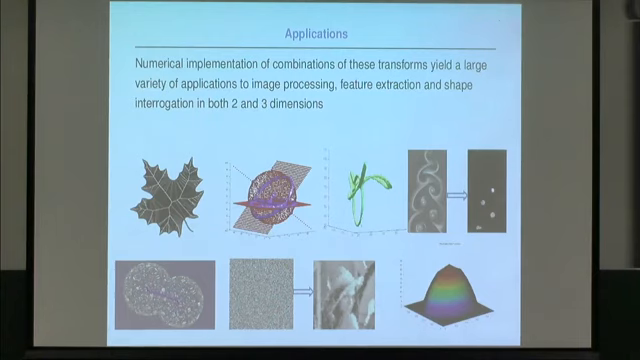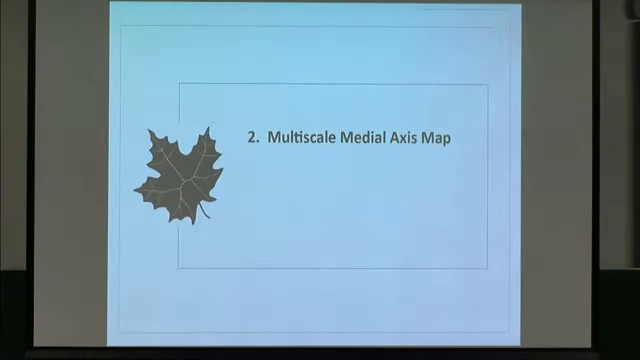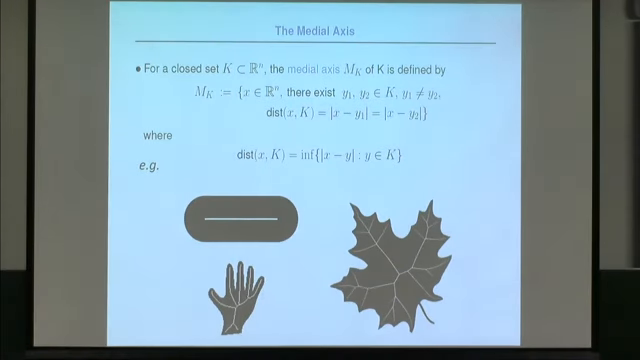Okay, so now let me talk in a bit more detail. This is just to show you some of the big picture before I talk about something more specific. And so now I want to talk about the medial axis, right? First of all, I should tell you what this is. Here we will work with the following definition. For a closed set K in Rn, the medial axis is defined to be the set of points in Rn such that the distance to the set K is attained at at least 2 points, right?